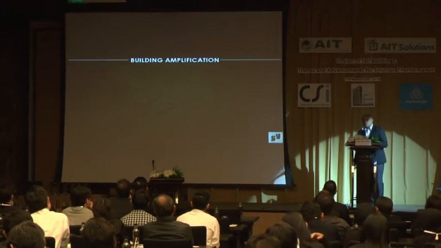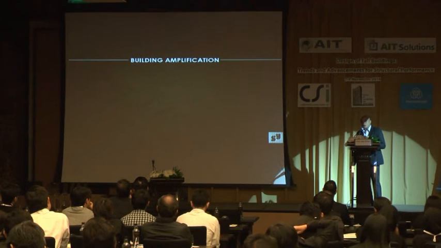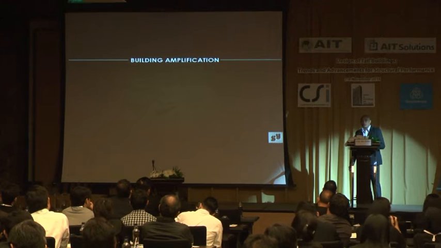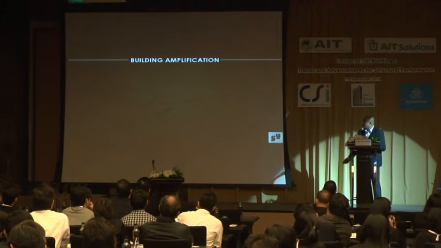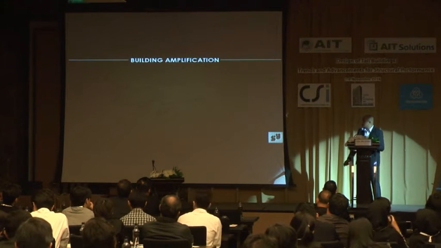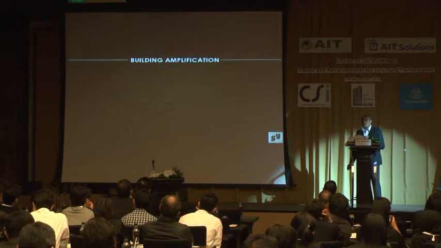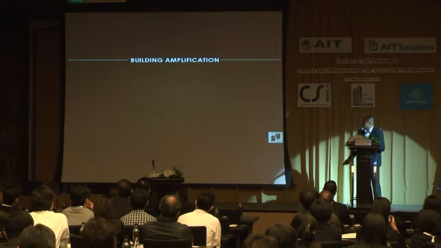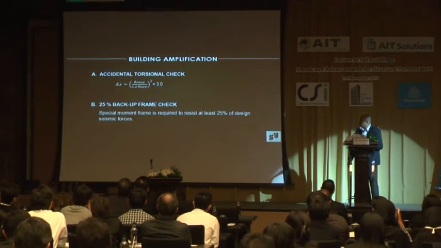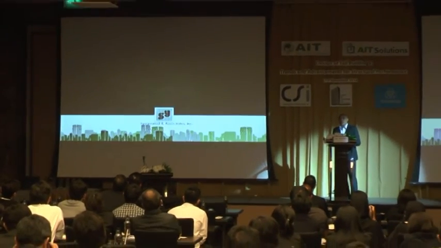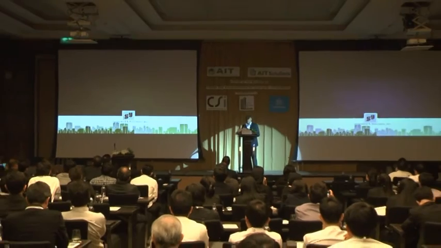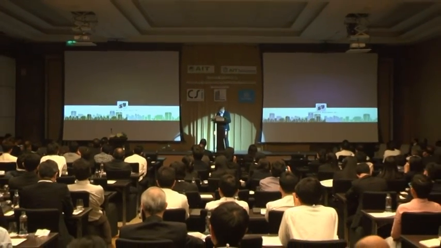So, the main intent of this check is to identify the locations of stress concentration and to design the critical members for these additional loadings. So, amplification is required for structures which do not conform with the code limits. The first of these checks is accidental torsion. The code stipulates that you have to design for at least 5% mass eccentricity for both directions.